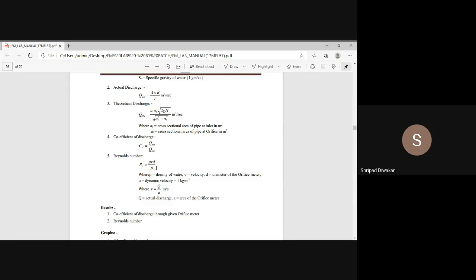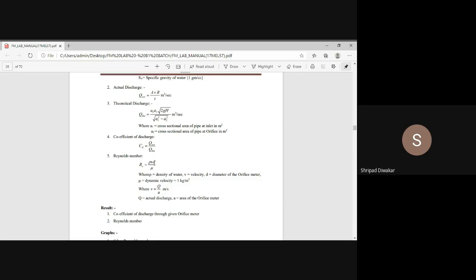Next, V. We know that the discharge Q is given by the product of area into velocity. So V equals Q by A. Always take the actual discharge, don't take the theoretical discharge, because we are doing the experiment experimentally. So take the actual discharge divided by A. A is the area of the orifice meter, which is nothing but your A1. A and A1 are the same. So Q actual divided by A1 gives your velocity of fluid flow.